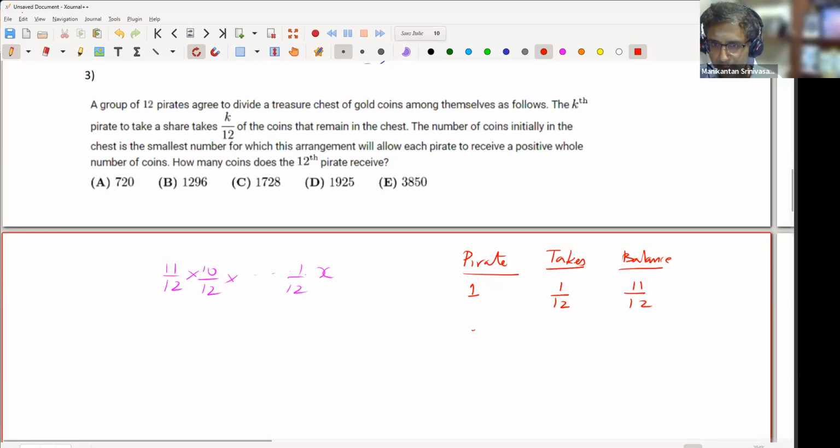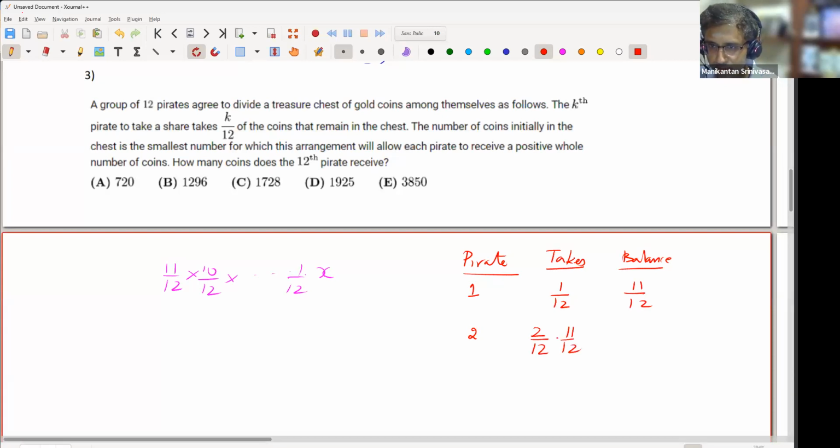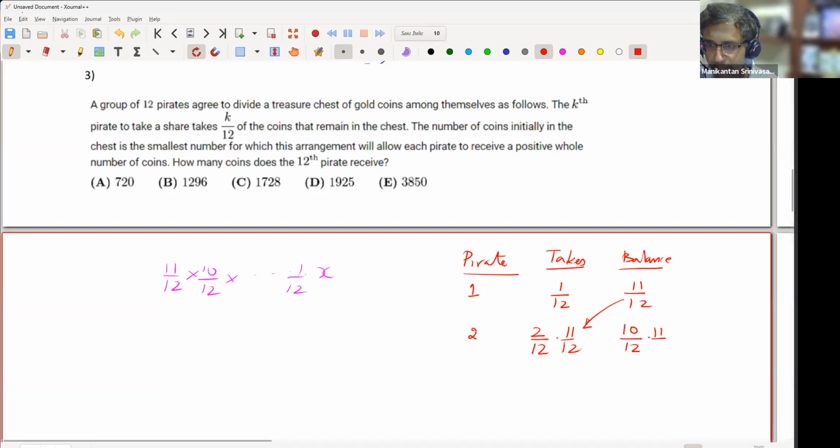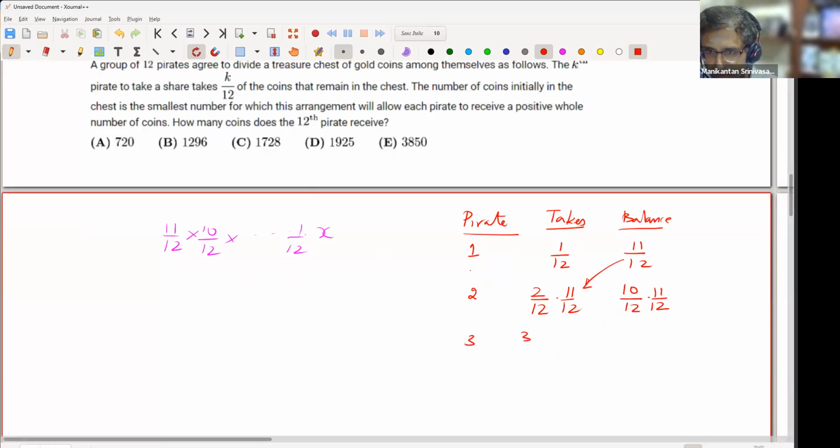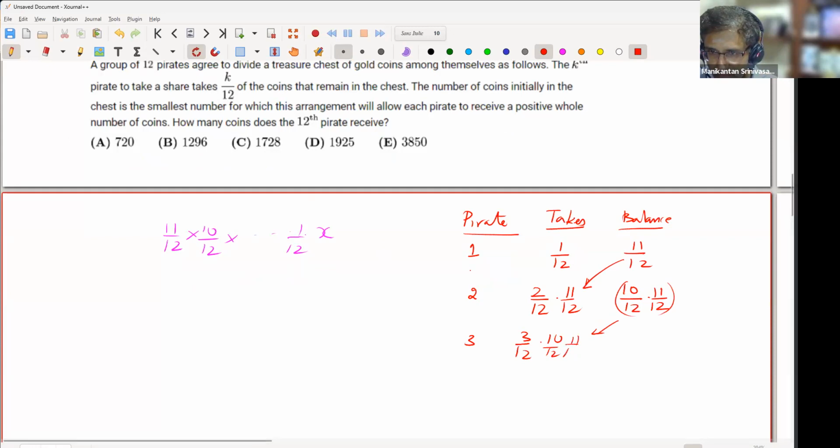Correct? So pirate 2 comes, he ends up taking how much? 2/12 of this 11/12, right? Therefore, what remains after he has consumed is 10/12 of this 11/12. Okay. And then next comes pirate 3. I'm sure you guys are all seeing the pattern. Then he takes 3/12 of the balance, which is this guy. I'm just writing it so that we're all comfortable.